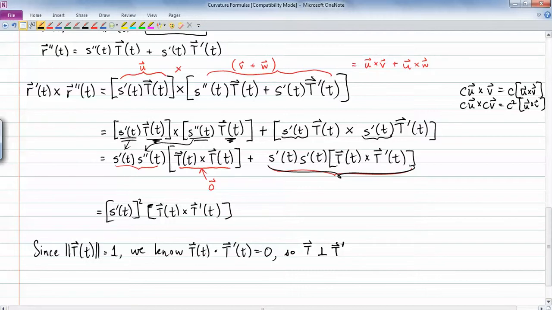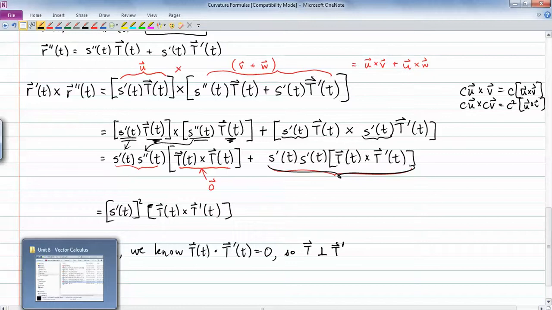Okay. And the idea is that neither of these are the zero vector, otherwise what's the point? Well, in fact, T can't be the zero vector. And if T' was the zero vector, then we don't have any curvature in the first place, so the curvature would be 0 anyway. So okay, let's keep going here.